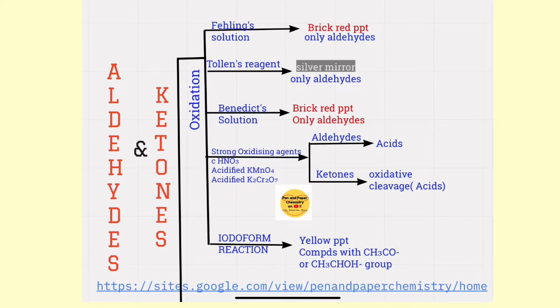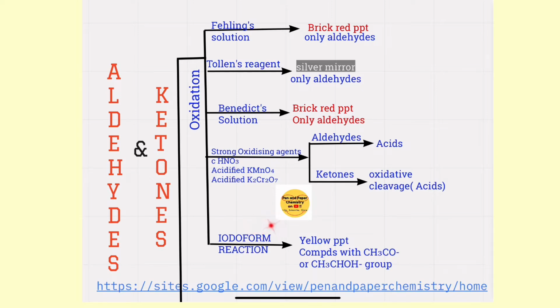Oxidation reactions undergone by aldehydes and ketones, and which one of these undergo and which of these are held back. Fehling's solution, Tollens reagent, Benedict's solution, strong oxidizing agents, and finally the Iodoform reaction. All these tests, interestingly, you will be doing in the laboratory as well. They are part of your practical chemistry learning as well.